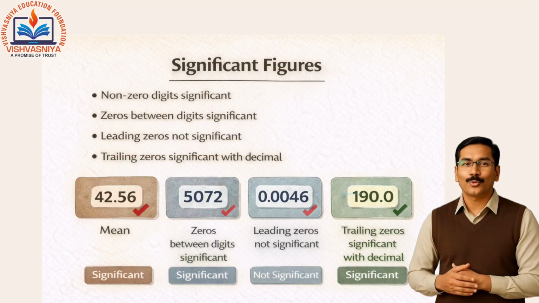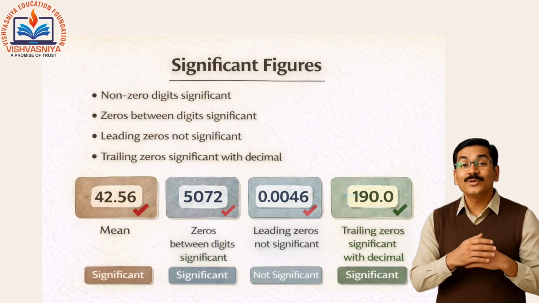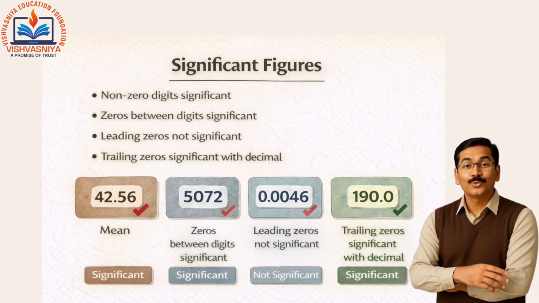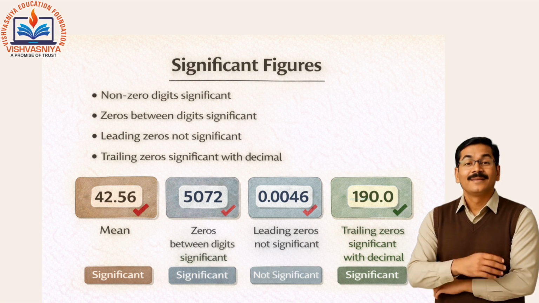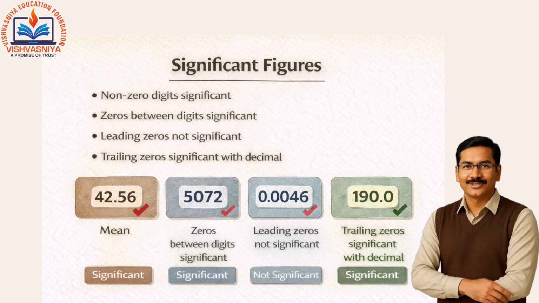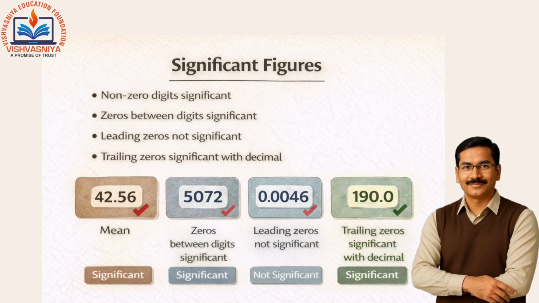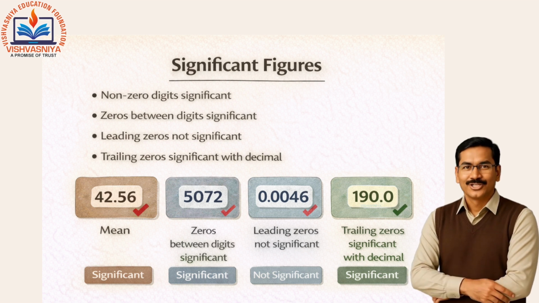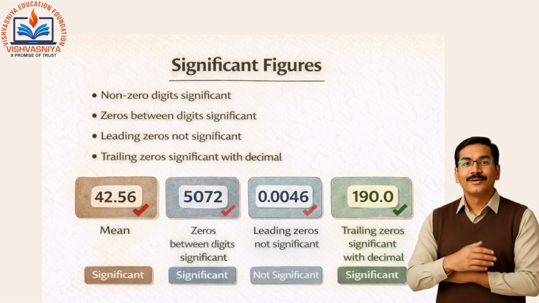Significant figures show the precision of a value. Rules. Non-zero digits are always significant. Zeros between digits are significant. Leading zeros are not significant. Trailing zeros are significant only in decimal numbers. Examples: 0.0045 has two significant figures. 230.0 has four significant figures.